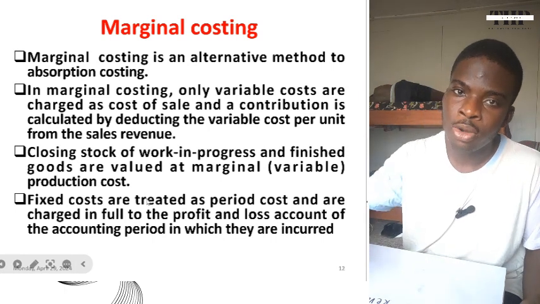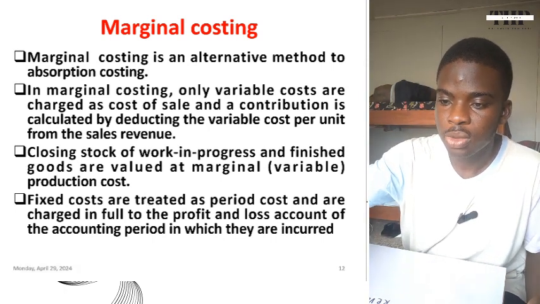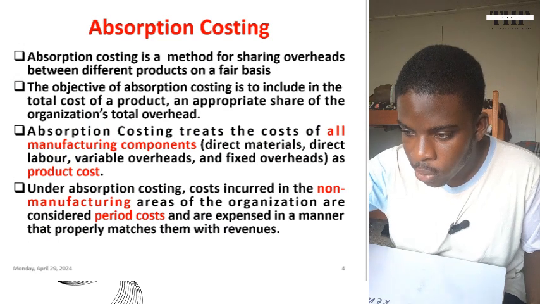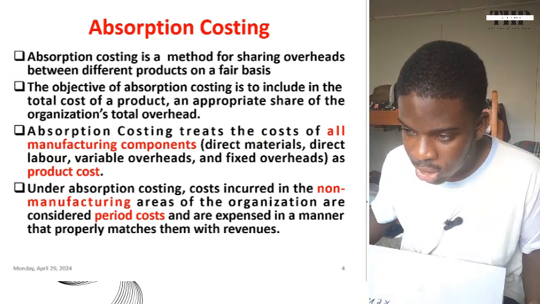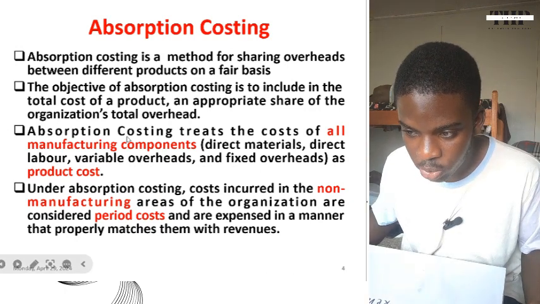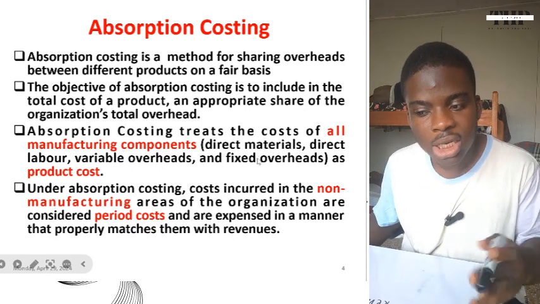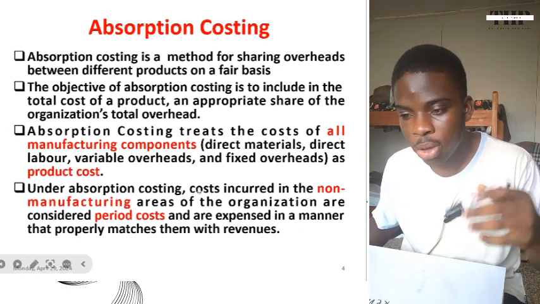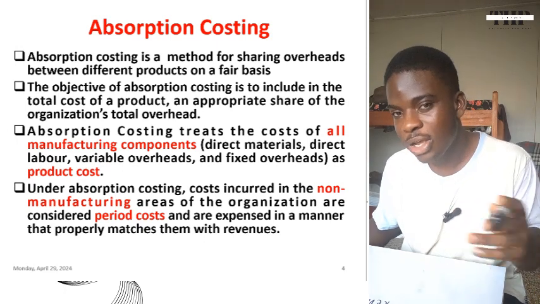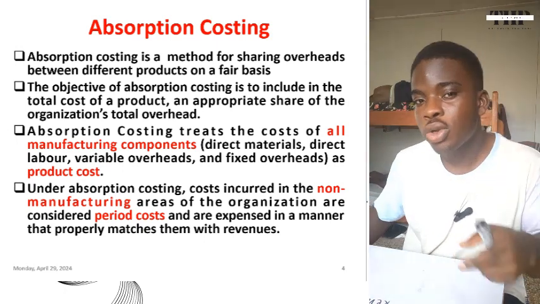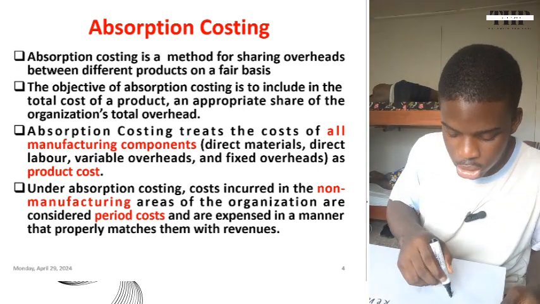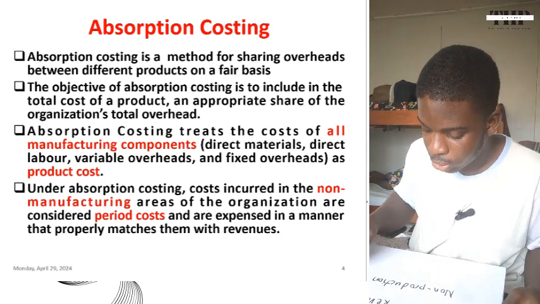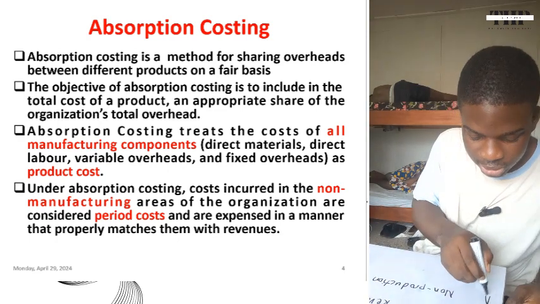So now, what I do is I take us back so that we see something. It was under absorption cost. Yes, so we have that for absorption costing. It says that absorption costing treats all costs of manufacturing components as product cost. Now, under absorption costing, costs incurred in the non-manufacturing areas of the organization are considered period cost, right? So the period cost in absorption costing are what? Non-production cost, right? So that's for AC.